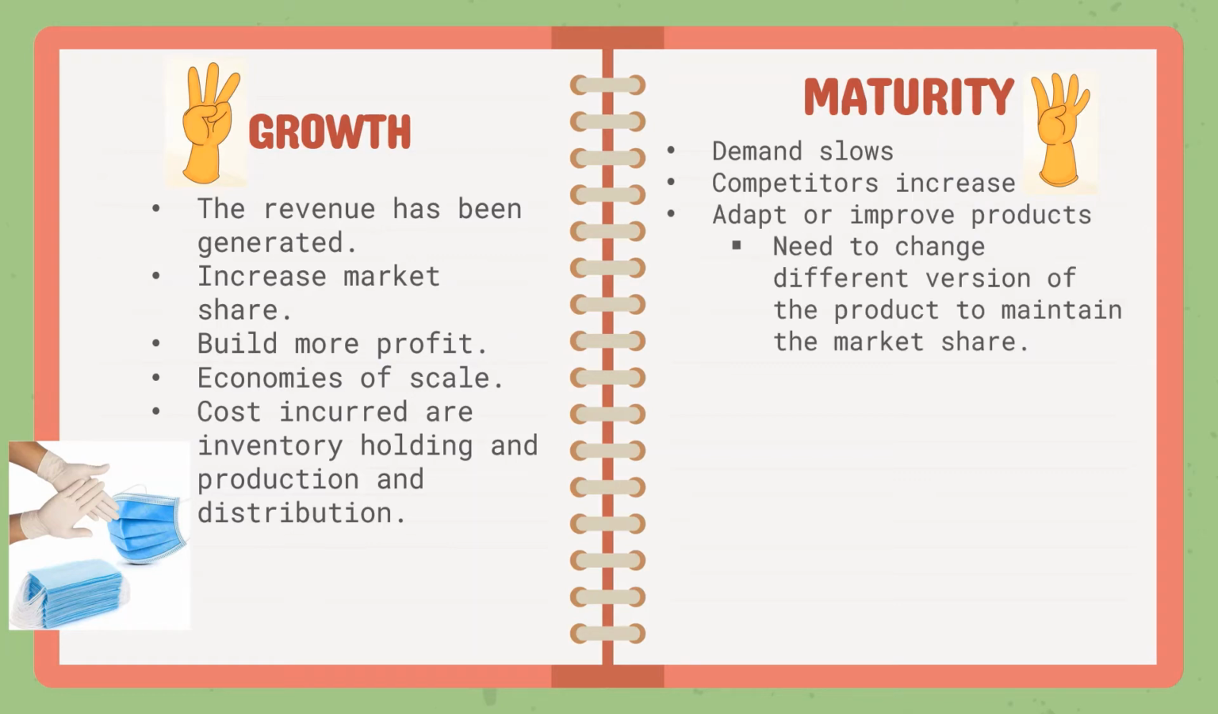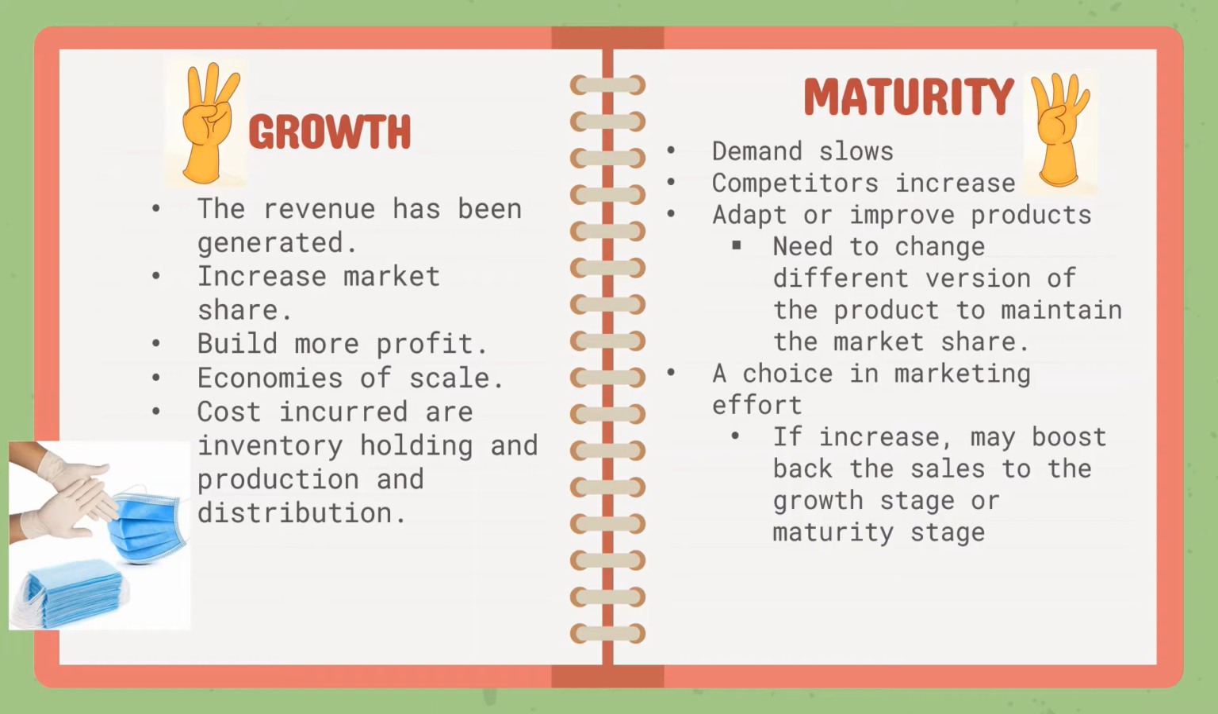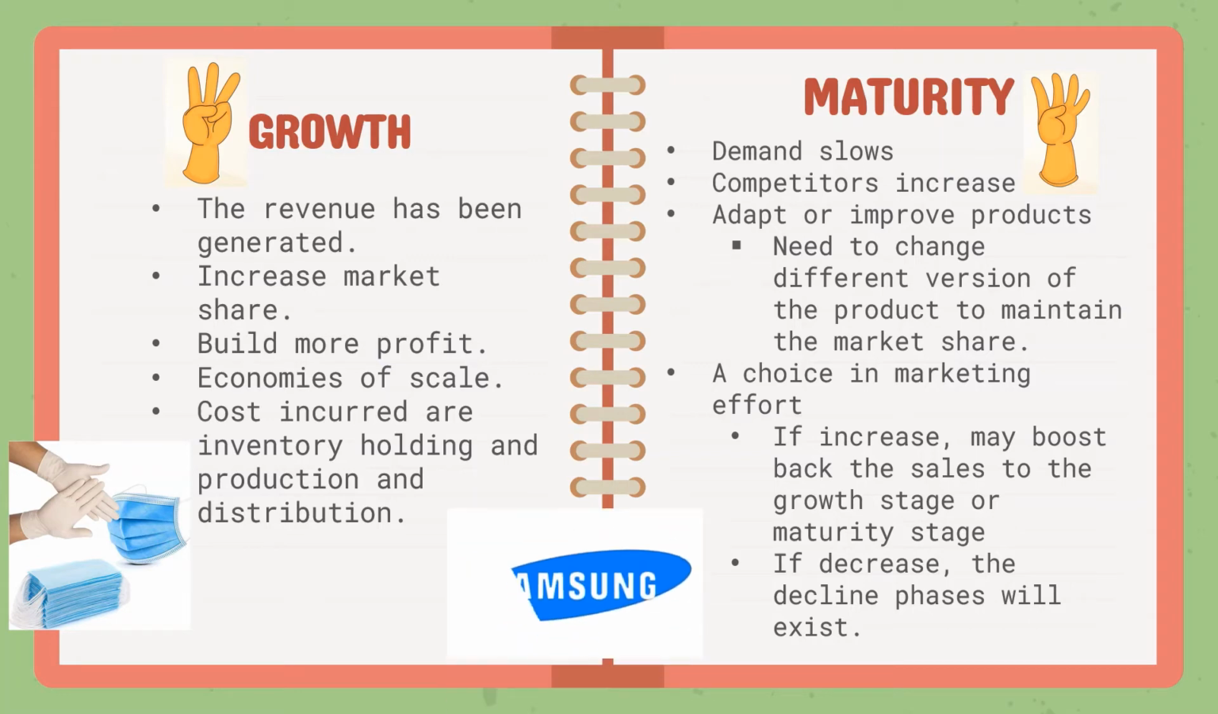The company needs to improve the product by changing it a little bit or making a different version of the product to maintain the market share. They also may have a choice in terms of marketing. If they increase it, they may boost their sales back to the growth stage or maintain the maturity stage. If they reduce it, they will bring the product to the decline stage. For example, Samsung has added features and lowered the price on its mobile phone as it is engaging in a price war with Apple.